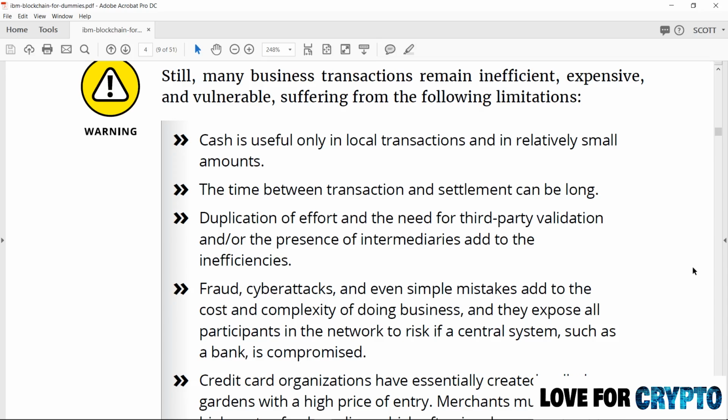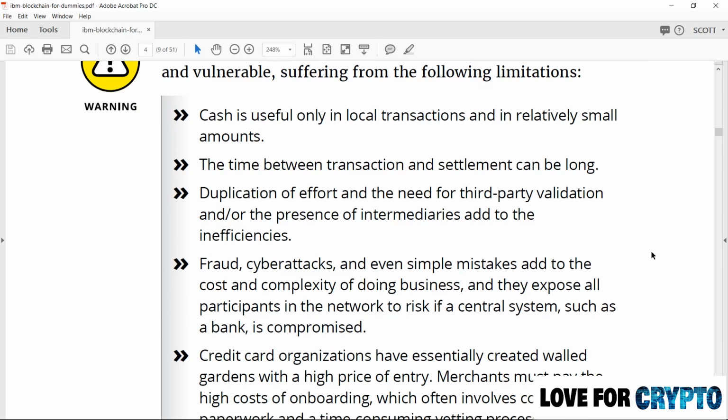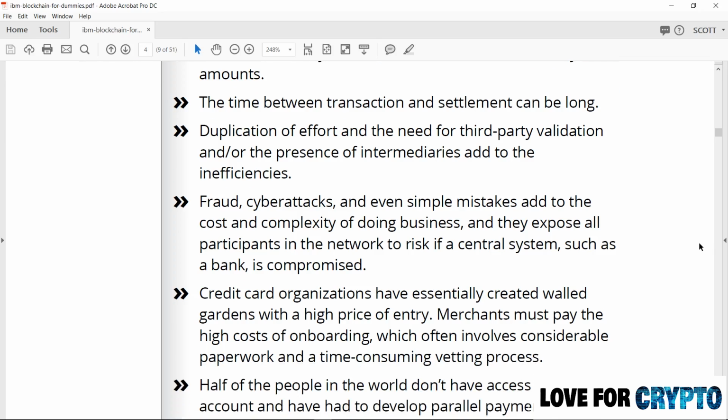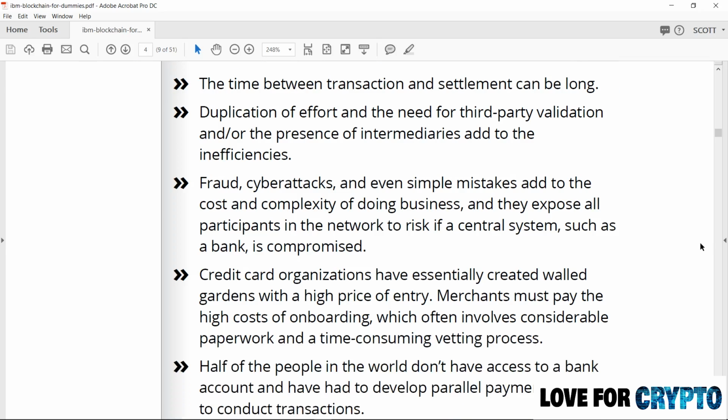Cash is useful, but only in smaller local transactions and relatively small amounts. The time between the transaction and settlement can be a relatively long time. It's too long for the time we're living in. Duplication of effort, the need for third-party validation and or the presence of intermediaries all adds to the inefficiencies. Fraud, cyber attacks and even simple mistakes add to the cost and complexity of doing business, and they expose all participants in the network to risk if a central system such as a bank is compromised.